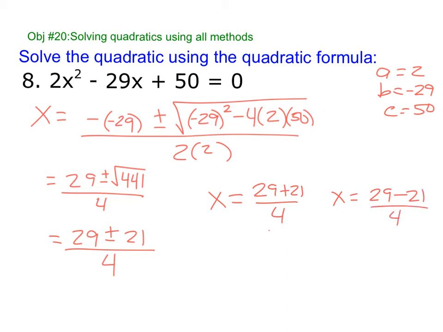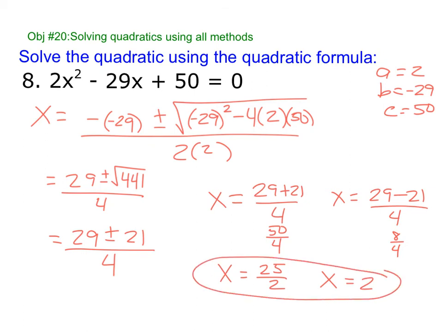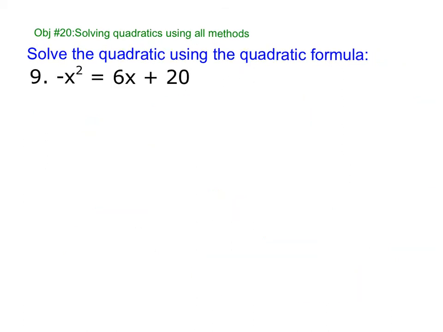50 over 4. So 25 over 2. And here we get 8 over 4, which is 2. And those are our two answers. All right. Again, pause the video and try it on your own.